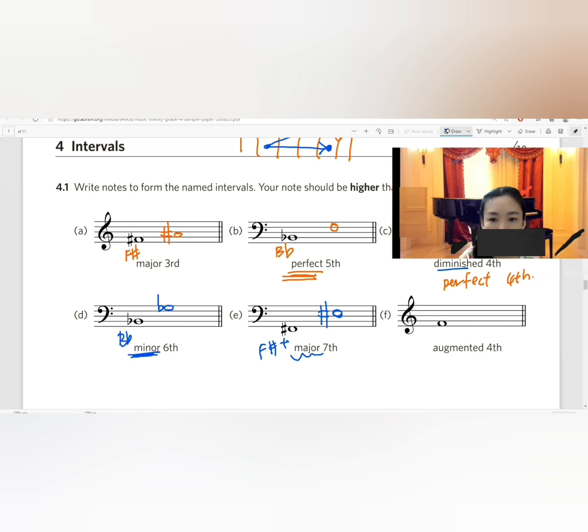For augmented fourth, starting from F, the fourth note will be B. So in F major, the B should have a flat. That is for perfect fourth in F major. But now they expand the interval, it becomes augmented. So in that case, the B flat becomes B natural. So we just need to remove the flat.